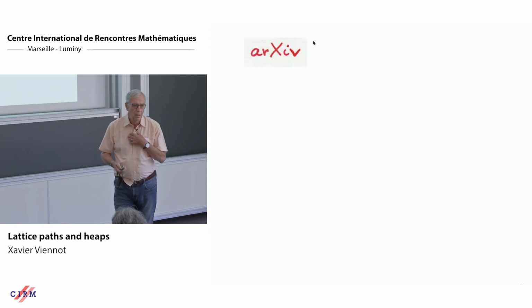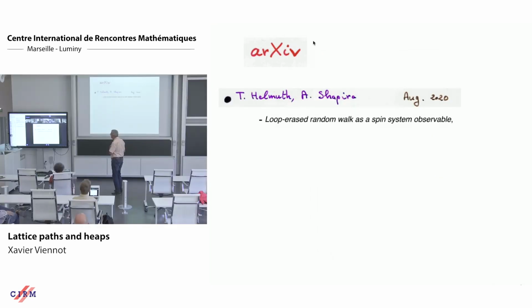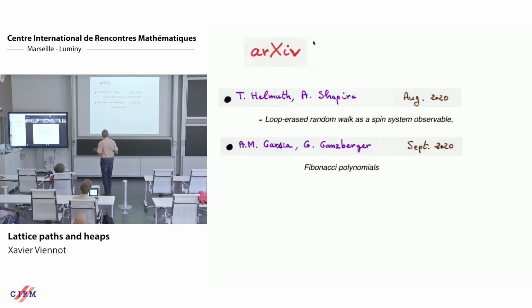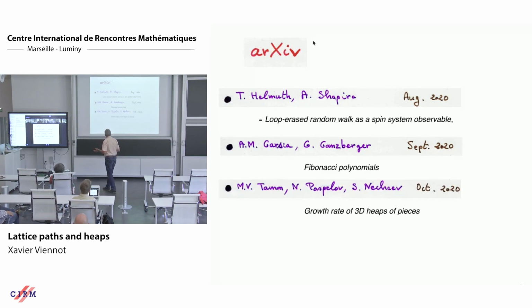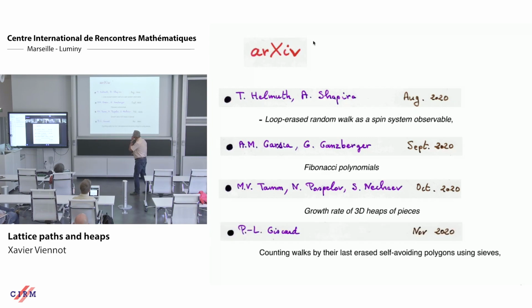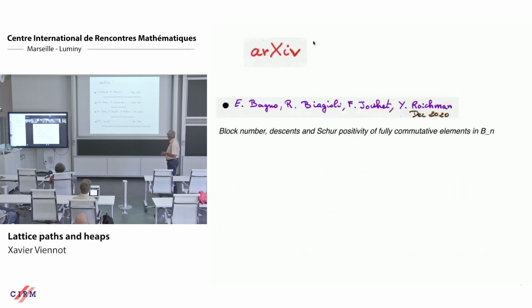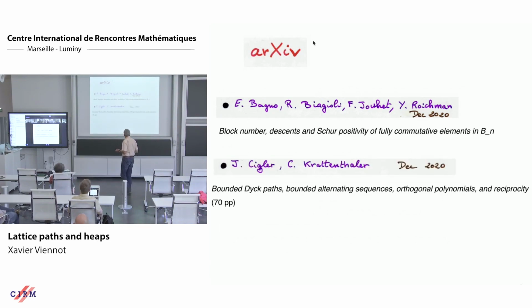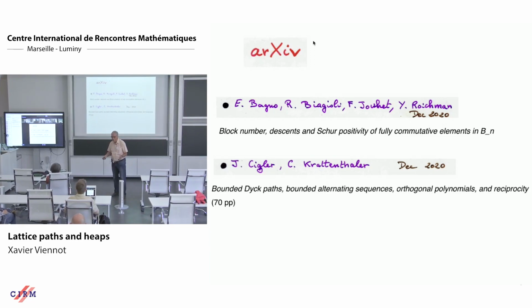Recently on arXiv, in the last few months, there were many papers on completely different subjects: loop-erased random walk, spin system observables, Fibonacci polynomials, growth rate and 3D heaps of pieces, counting words, last-passage self-avoiding polygons, and in December, fully commutative elements in Coxeter groups. And a very nice paper by Jang Ziegler and our friend Christian about bounded Dyck paths, bounded alternating sequences, orthogonal polynomials, and reciprocity. All these papers use, in a fundamental way, the notion of heaps of diamonds.